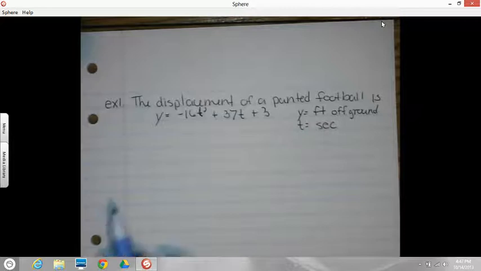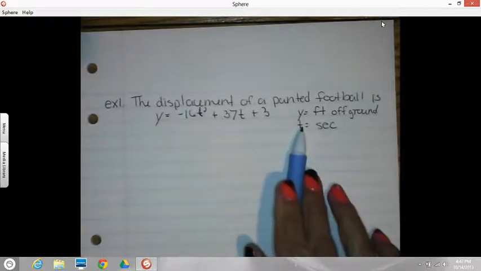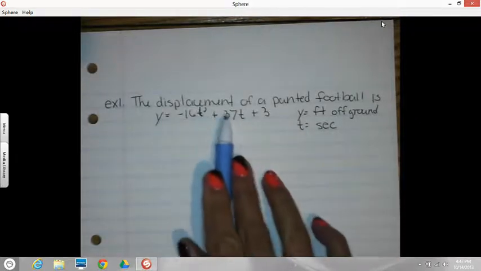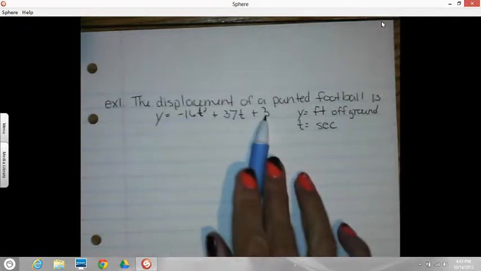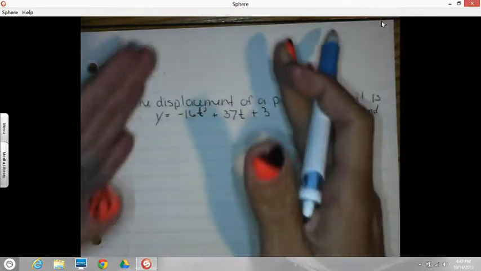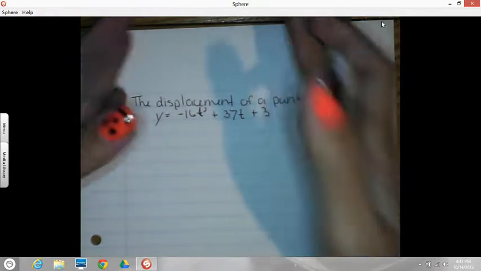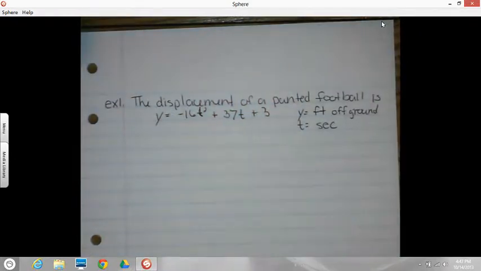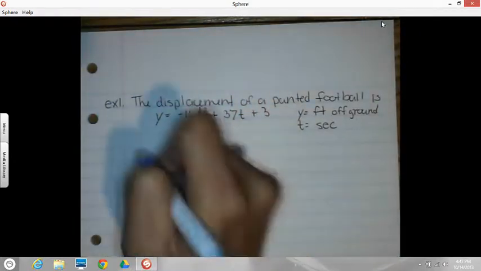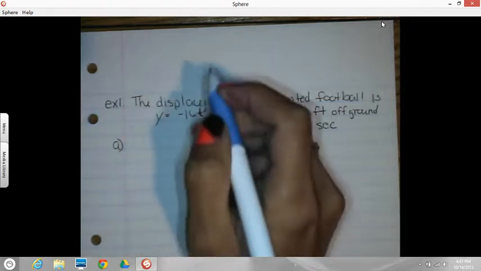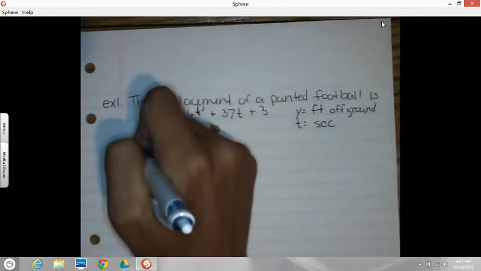So if we just take a quick look, if we put 0 in for the time, the football is starting 3 feet off the ground. So that would be the punter holding it out in front of them, 3 feet off the ground, and then kicking it. So, first question, find velocity and acceleration equations.